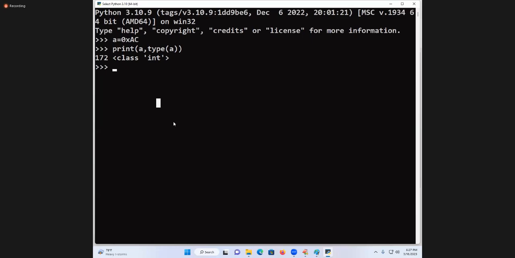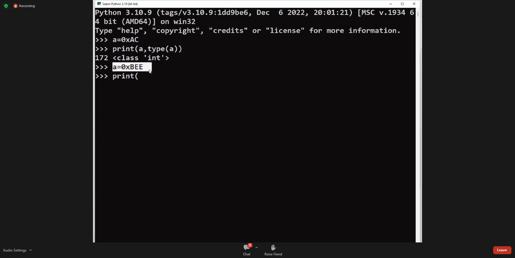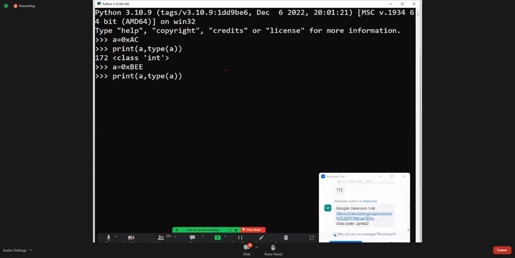One more thing I am going to write, you see carefully. A is equal to 0xBEE. Carefully follow. So this is an interview based question, students. Like this, they will ask you questions. In NASSCOM, MCQ level, these questions are important. Print A, type of A. How can you calculate? I told you the calculation procedure.